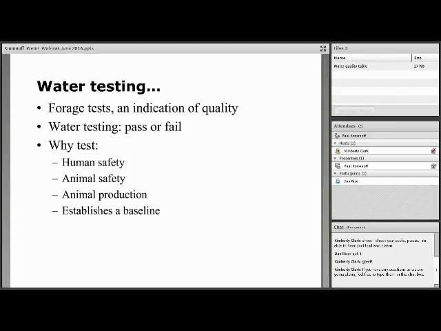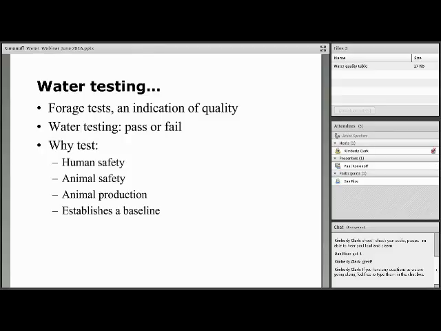Well, we often test forages because they're a good indication of quality, and water testing is no different. Unfortunately, water is a little more straightforward. It's usually just a pass or fail. With forage, animals are consuming it, certainly increasing forage quality. There's kind of a continuum in terms of NDF or lignification. The reality is the water is either good or bad for our dairy cows.